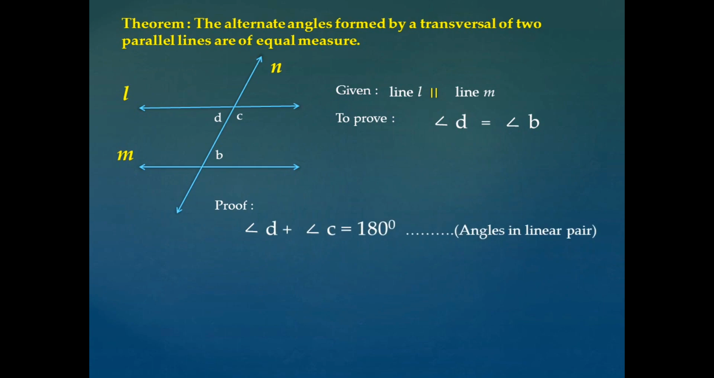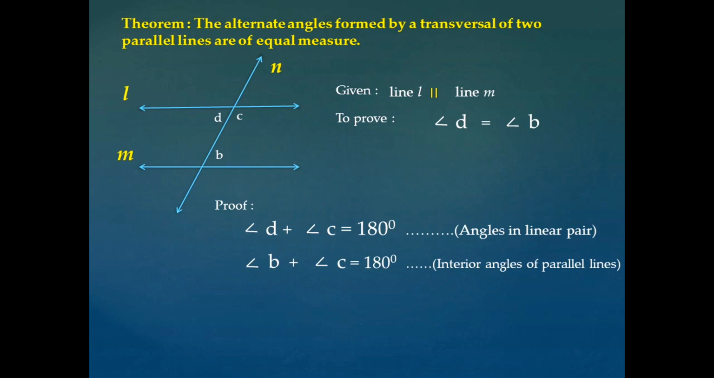Angle D plus angle C is equal to 180 degree, as these two are angles in linear pair, and we know that angles in linear pair are supplementary. That's why the sum of their measures will be 180 degree. The second step, we have angle B plus angle C is equal to 180 degree, as angle B and angle C are the interior angles, and we know if two lines are parallel, their interior angles are supplementary.